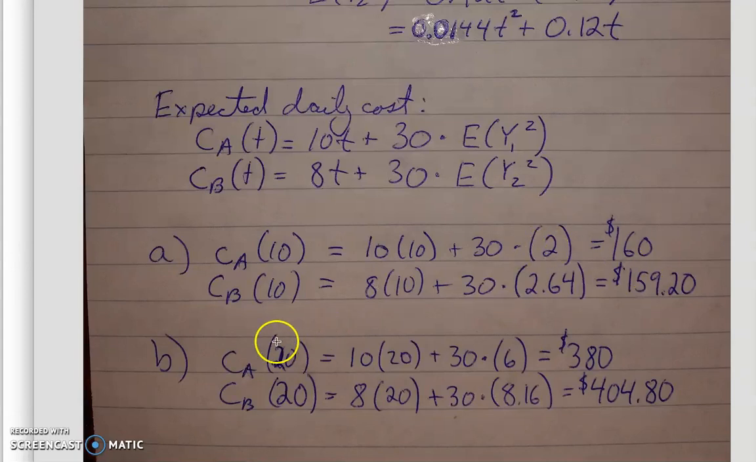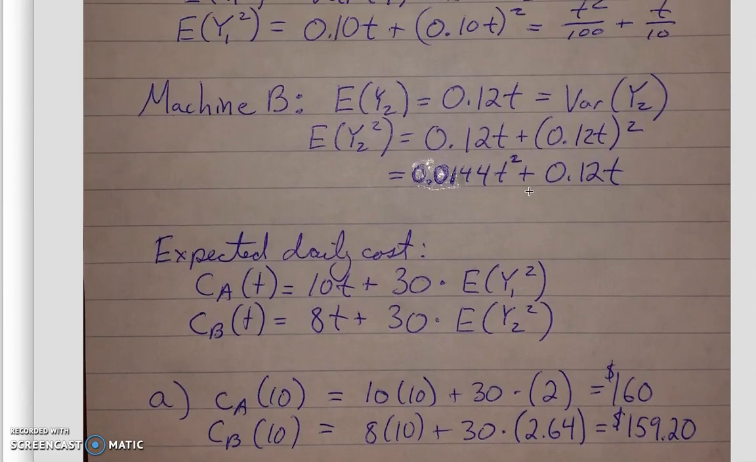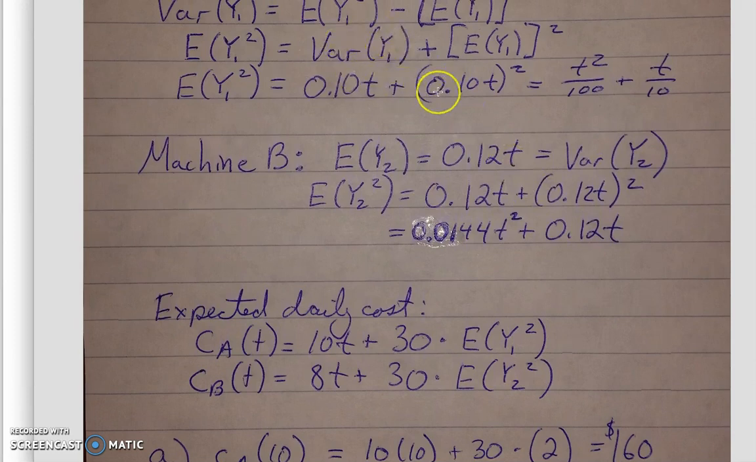For 20 hours, however, it turns out that we would expect machine A to be slightly less expensive than machine B. Again, just filling in 20 for t in all of the expressions, so in the 10t and 8t respectively, and then also in the expressions for the expected values of y1 squared and y2 squared above.